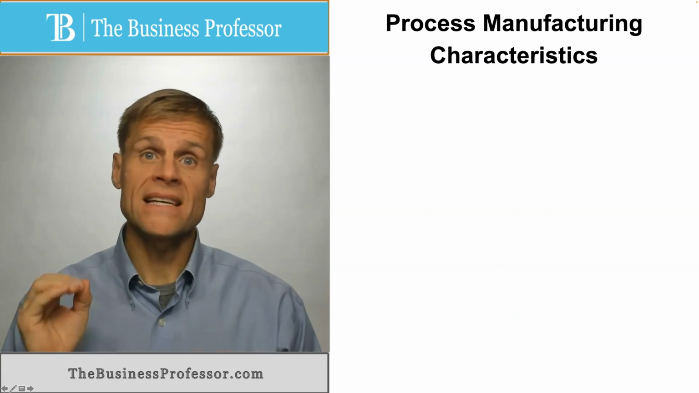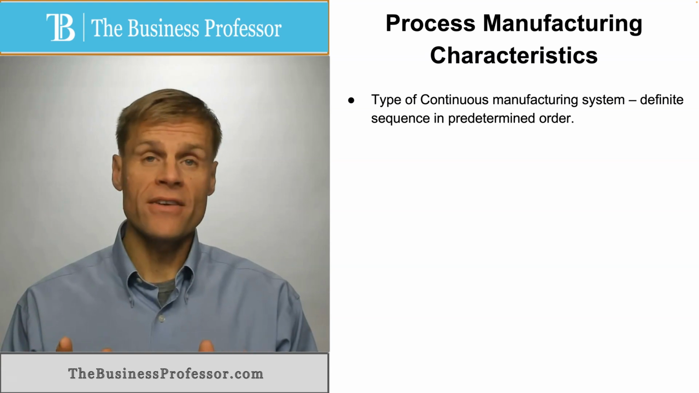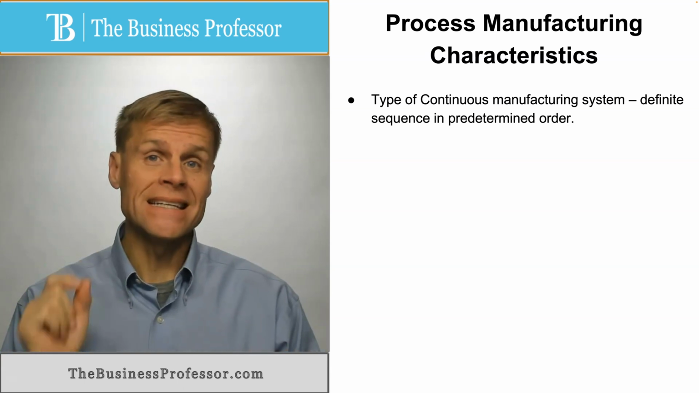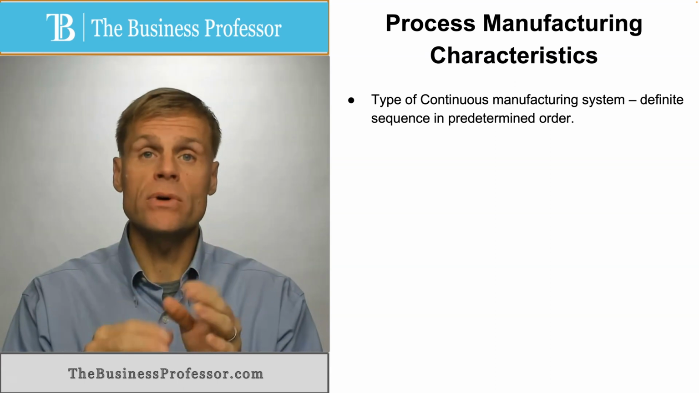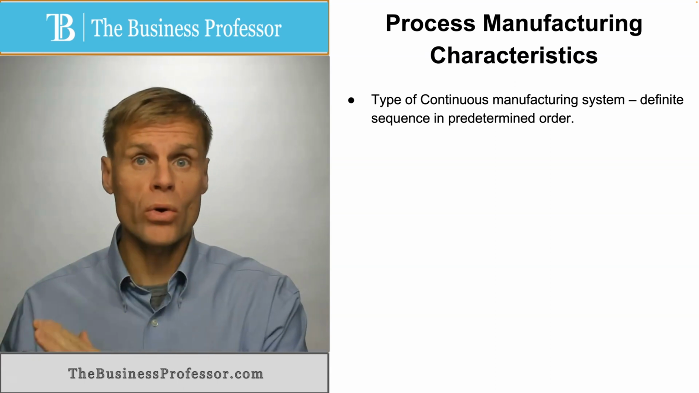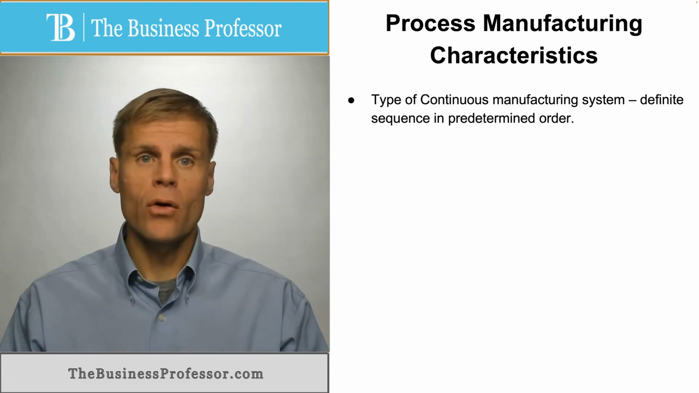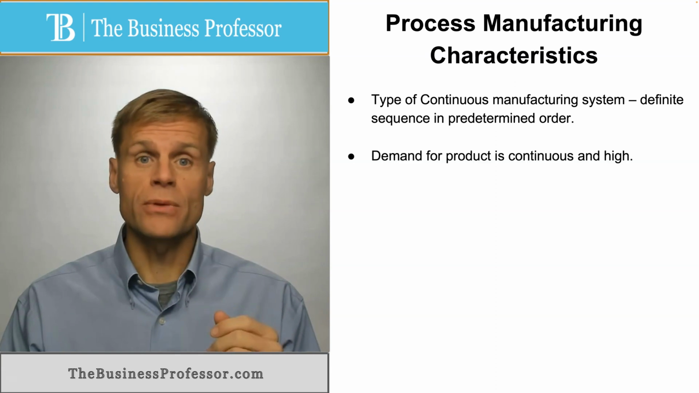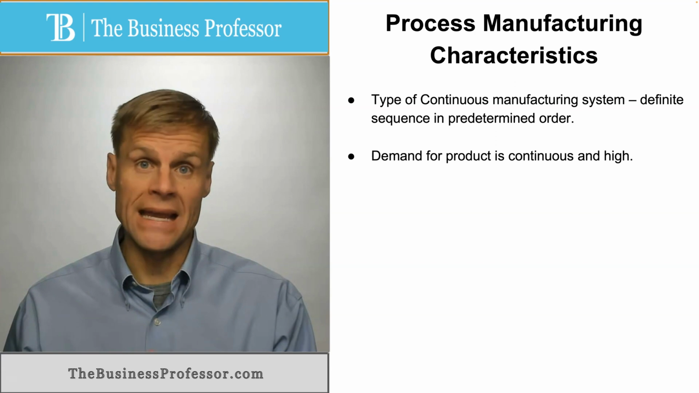What is process manufacturing and what are its characteristics? Well, process manufacturing is a type of continuous manufacturing. That is, where there is a definite sequence in a predetermined order for the activities that go into producing a product. Now, process manufacturing is generally used with products where there is a constant and high level of demand.